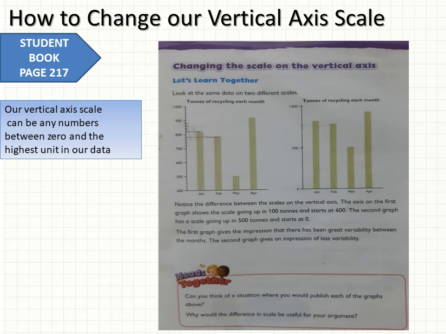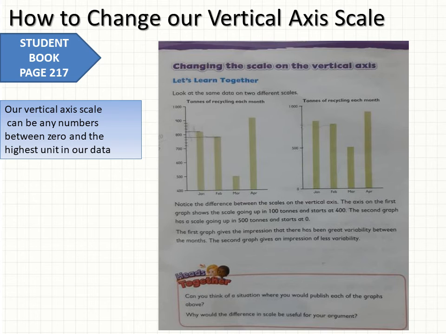Just make sure that whatever scale you choose, all the numbers can be captured. Okay? All the numbers. So if you choose scale 100 to 1000, you'll be able to make your graph of 100 to 800. Since your highest number is 800, you will still be able to make the graph. So just make sure that on your vertical axis, all the numbers are between 0 and the highest number or the highest units in the information that you're given.